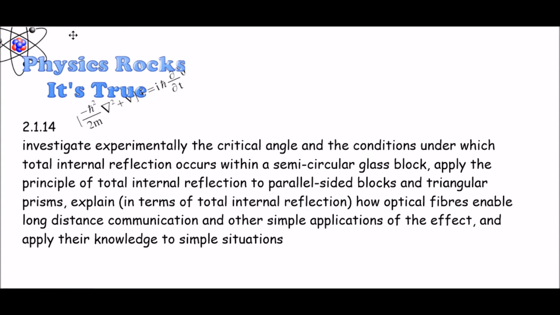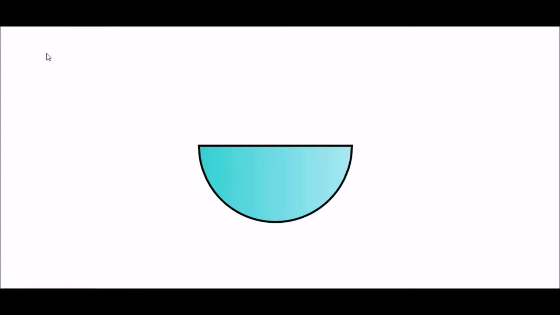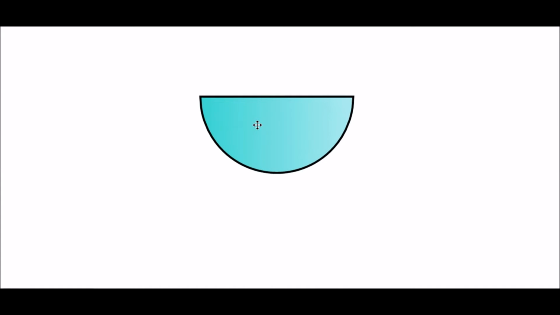So we're going to start with a semicircular glass block like this one. The area around here is going to be air, and this is of course glass in here, which I'll just label out to the side. Glass. Shrink that down a bit. Okay, so glass, air. Now, we want to shine a ray of light into our semicircular glass block.